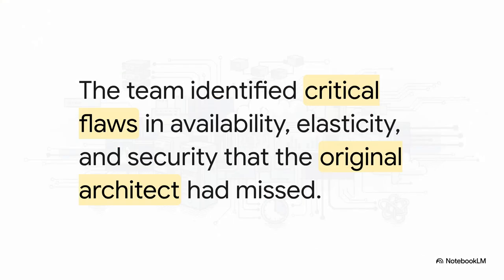So the team's collective brainpower uncovered these massive risks. They realized that the single central database was a huge availability risk, so they split it into two. They saw a major elasticity bottleneck and added message queues to handle sudden bursts of traffic. And maybe most importantly, they spotted a giant security hole where regular users could have potentially accessed sensitive medical records. So they fixed that by creating completely separate, isolated API gateways for the different user types.